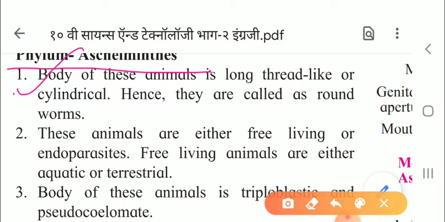Hence they are called roundworm. These animals are either free living or endoparasite. Now, what is the meaning of endoparasite, children? A parasite that lives in the internal organ tissue of its host. That is called endoparasite. So, this point you have to learn, what is endoparasite. Now, they are either free living or sometimes they are aquatic. Aquatic means they are living in water, and sometimes they are terrestrial, living on the land.